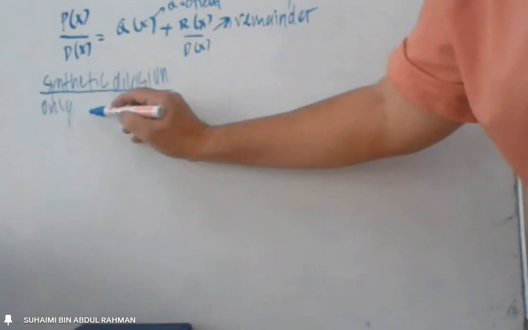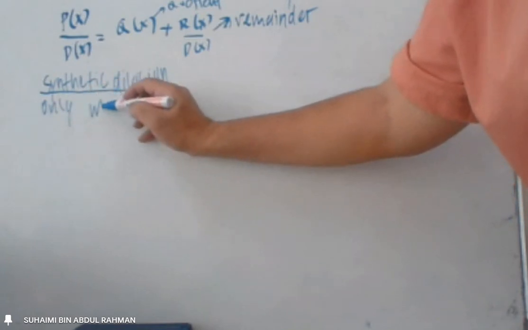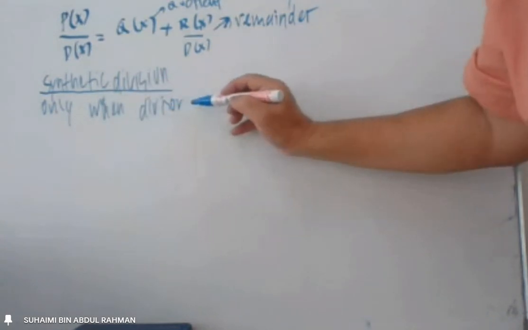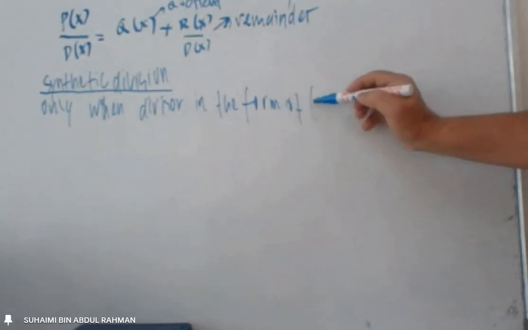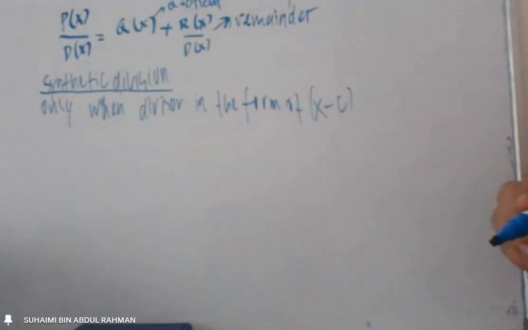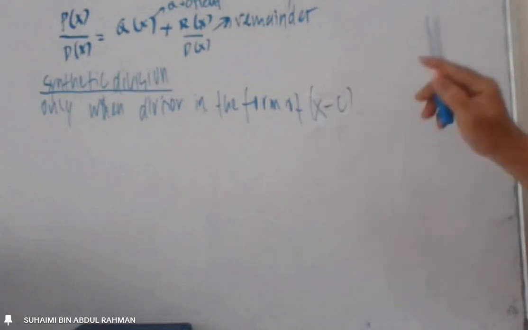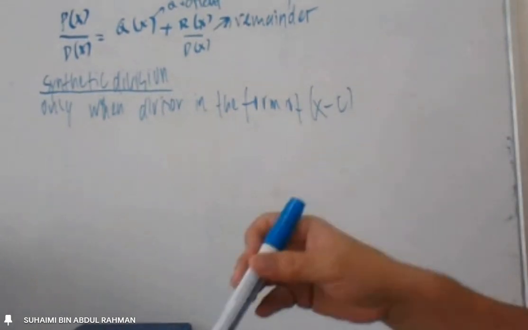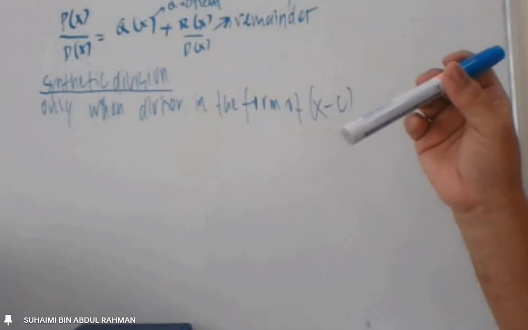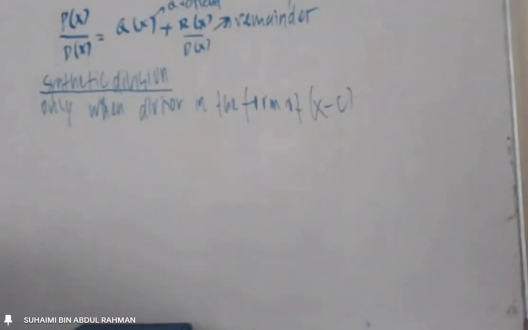Only when the divisor is in the form of x minus c. We can only use the synthetic division method when our divisor is in this form. If not in this form, we cannot use the synthetic division method. Even though for some people, the synthetic division method is much simpler compared with the long division method, we have limitations on its use.